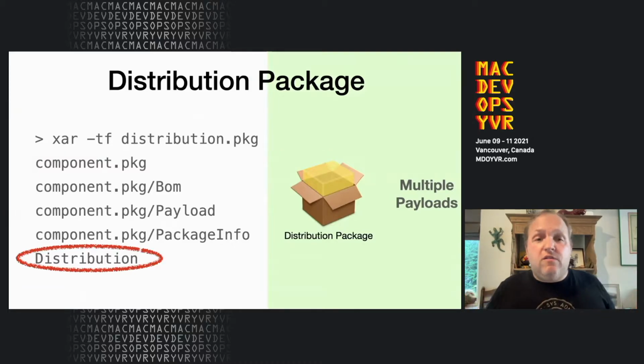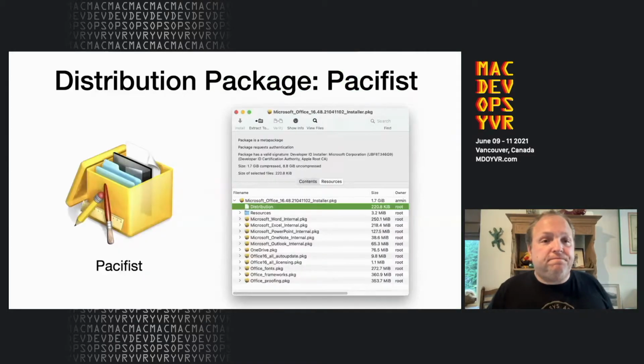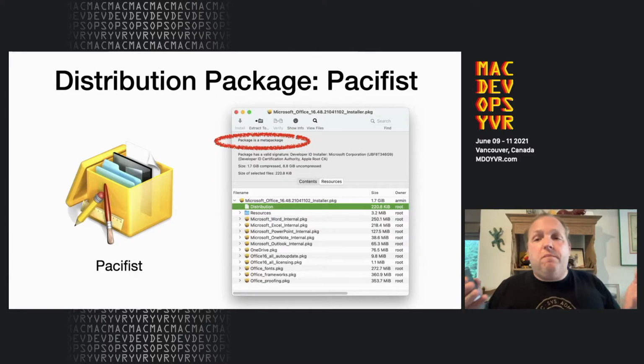If I look into a distribution package with the ZAR tool, I will see all of the components in their own subdirectories and a distribution XML file at the top level, which contains the metadata. If I see the distribution file, it's a distribution package. Package inspectors can also tell you if a package is a distribution package.